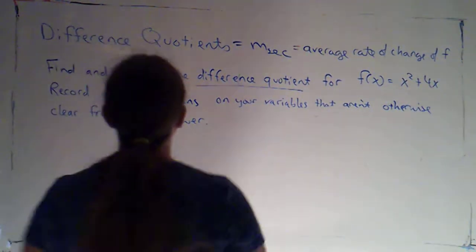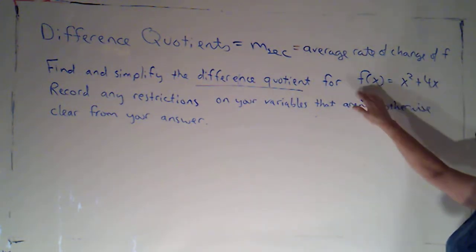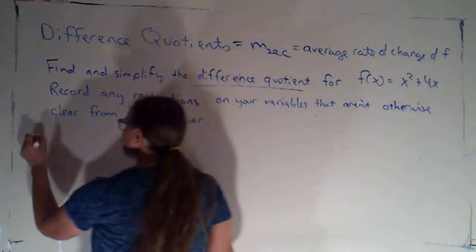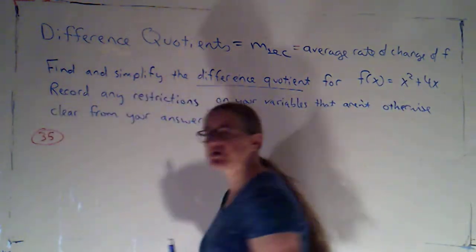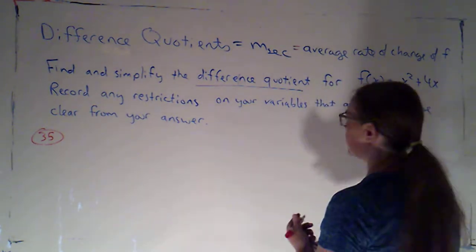At the end of the last video, I suggested that you try this problem, finding and simplifying the difference quotient for f of x equals x squared plus 4x. That's actually getting a head start on the homework because that's question 35 in the homework. So let's just work through this together.